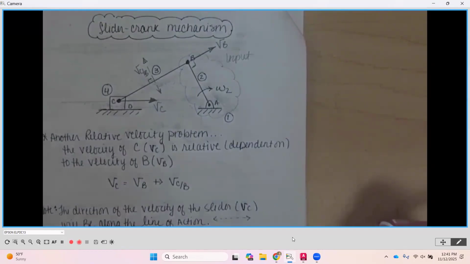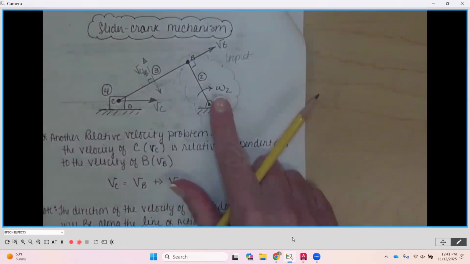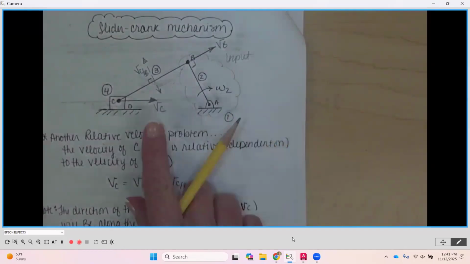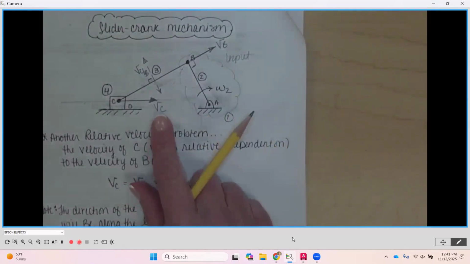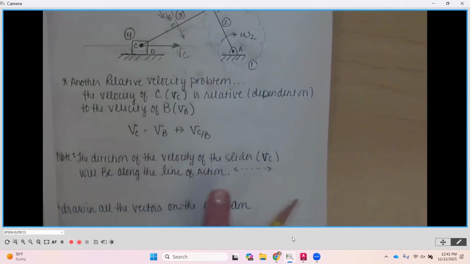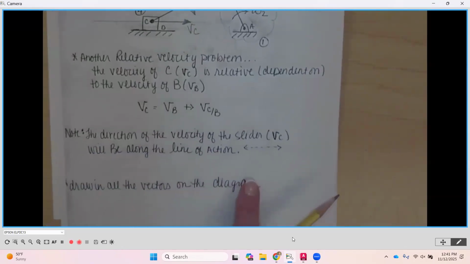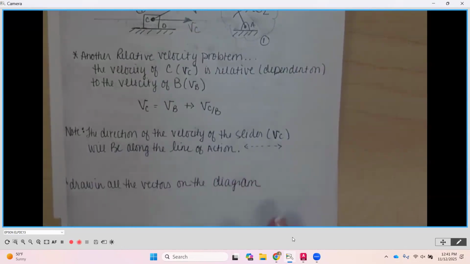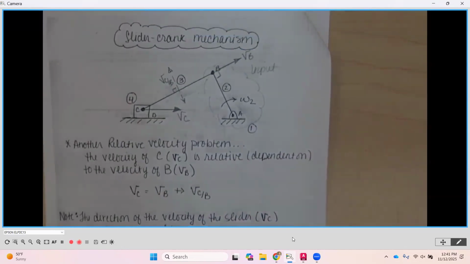Here on this one, we only have one angular velocity, and that's on our input. And we have straight line velocity on our output. So there wouldn't be a W4 in this case. There would just be a velocity of point C. As we look here, the direction of the velocity of the slider is along that line of action. Draw the vectors on the diagram, which we did. Make sure you have those added. These will be nice references for you when we're doing the example problems.